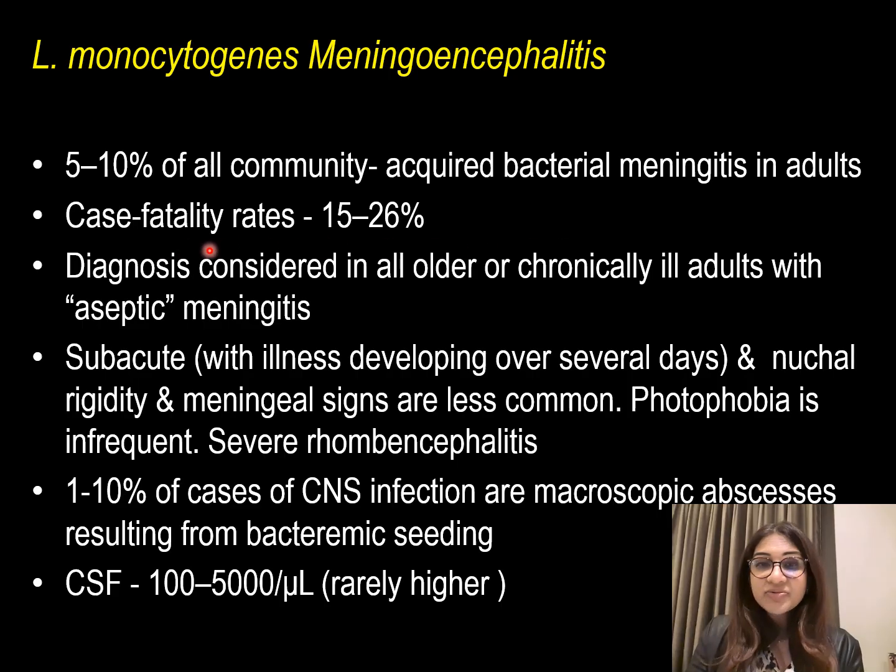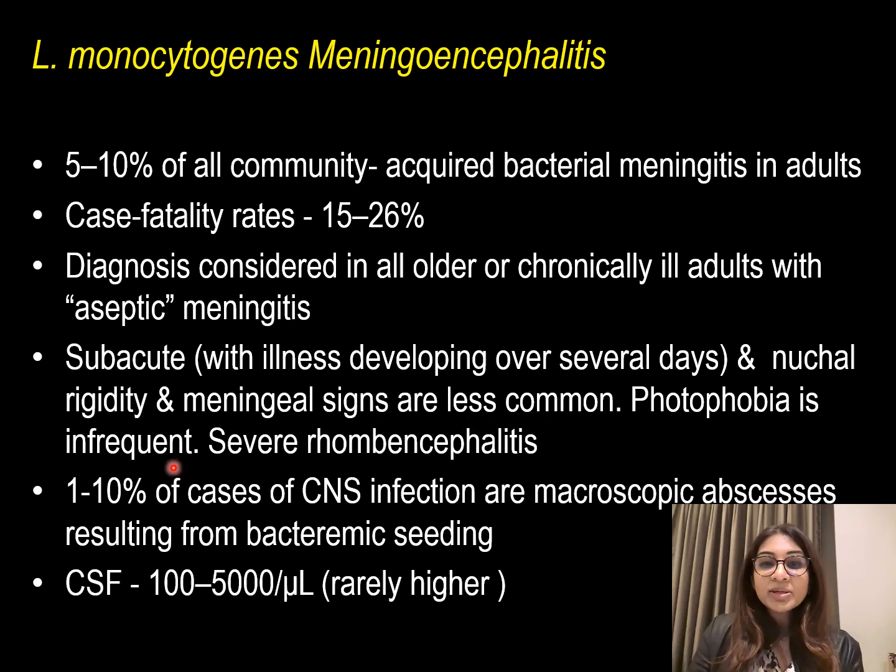It has a high case fatality rate of close to 15 to 25%. The diagnosis has to be considered in all older or chronically ill adults with aseptic meningitis. In our patient, there was definitely hypoglycemia, which was also observed. The presentation is subacute with illness developing over several days, and it's not usually an acute onset presentation like we see in case of Streptococcus pneumoniae. And nuchal rigidity, meningeal signs are less common.